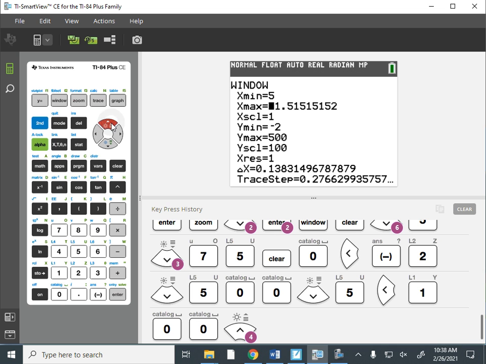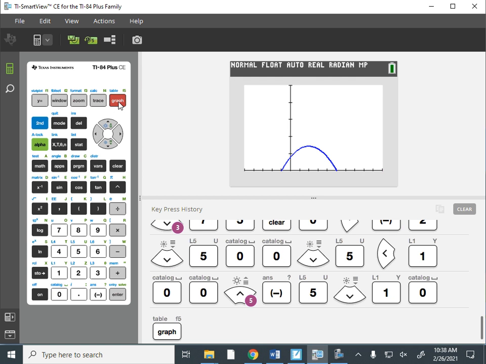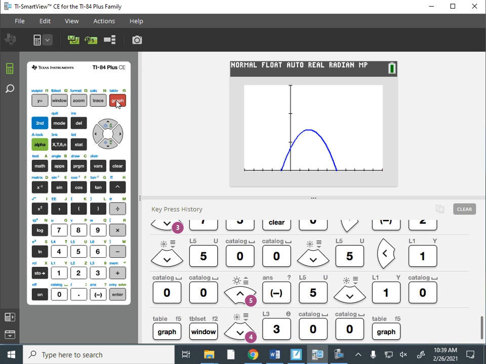For our x max, when we look back at the picture, we could see that it landed in a 10 by 10 grid. So I know I can just go from like negative 5 to 10. We know where it landed, right? So sometimes the picture gives you an idea of what your min and max are. So I'm going to go ahead and hit graph. And there we go. 500 was way too big, but we can still see the picture. We can change the window and make it like 200 or 300 to make an even better picture. So there we go. That's where our graph is.